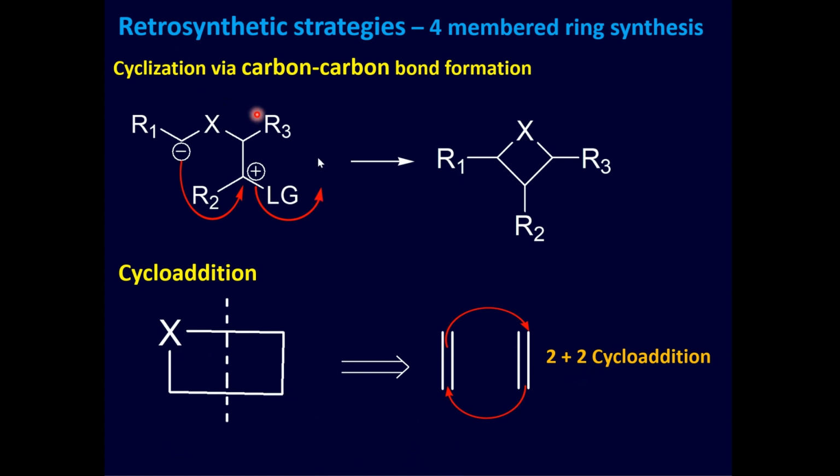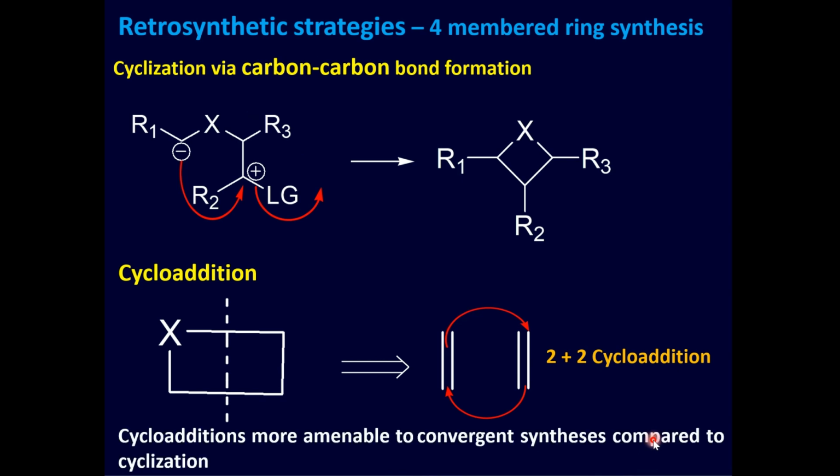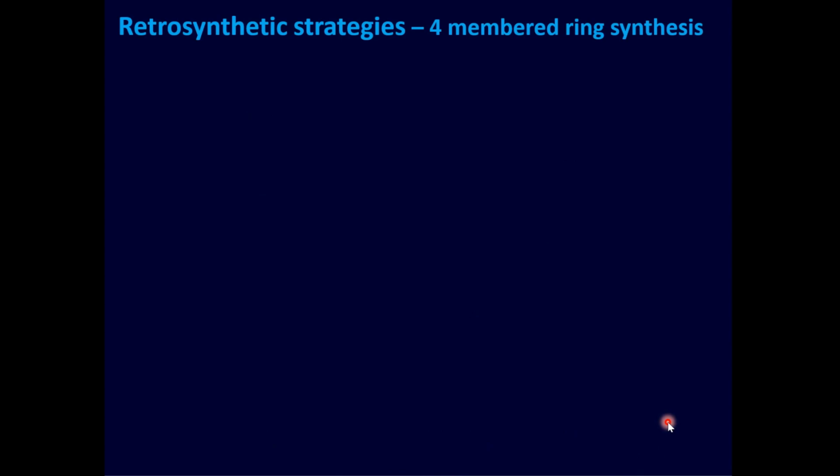Out of this cyclization and cycloaddition, which is more amenable? Definitely it is cycloaddition. It is more amenable for the synthesis rather than cyclization of the open chain system. One more approach is followed.